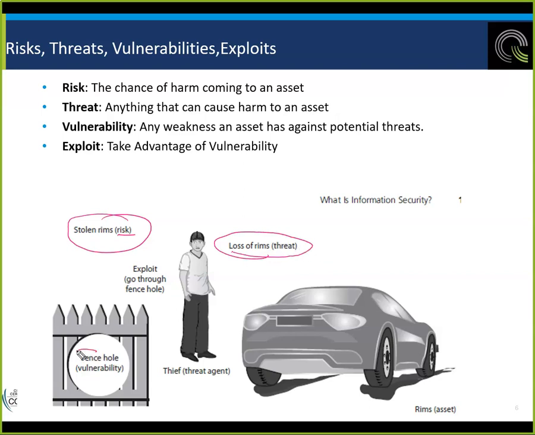The vulnerability here is a hole in the fence, something that we forgot to do, a hole in the firewall that we forgot to close, an anonymous FTP account. And the exploit here is to go through the fence, and then we have the thief here, who is going to be the threat agent, and the asset. We always have to have some asset in order to be able to do these things. If we don't have an asset, then what's the risk?